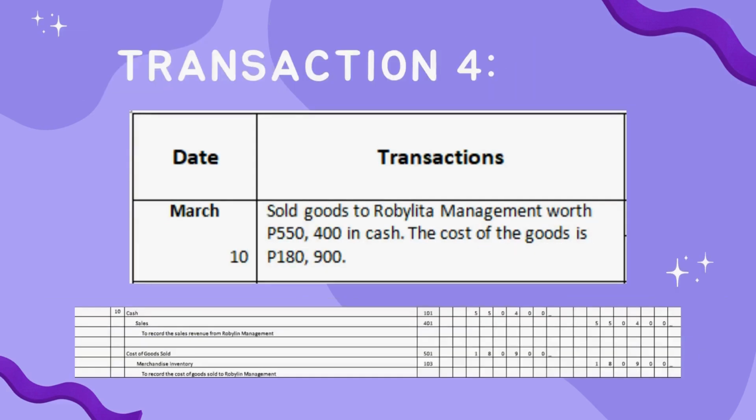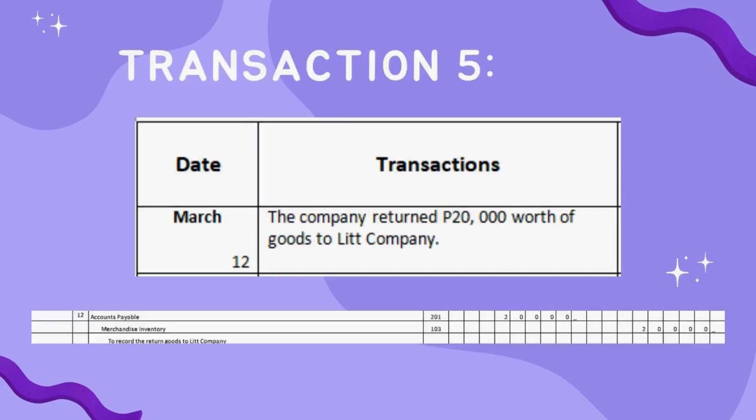Transaction 4, March 10. Sold goods to Robilita Management worth 550,400 in cash. The cost of the goods is 180,900 pesos. In the General Journal, cash will be debited with 550,400 pesos and sales will be credited with 550,400 pesos. Cost of goods sold will be debited with 180,900 pesos and merchandise inventory will be credited with 180,900 pesos.